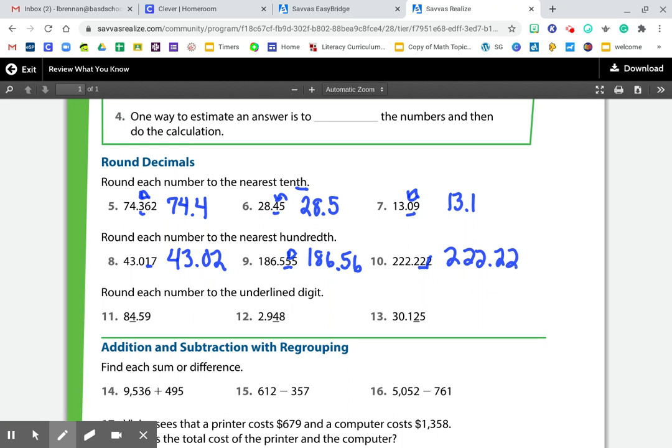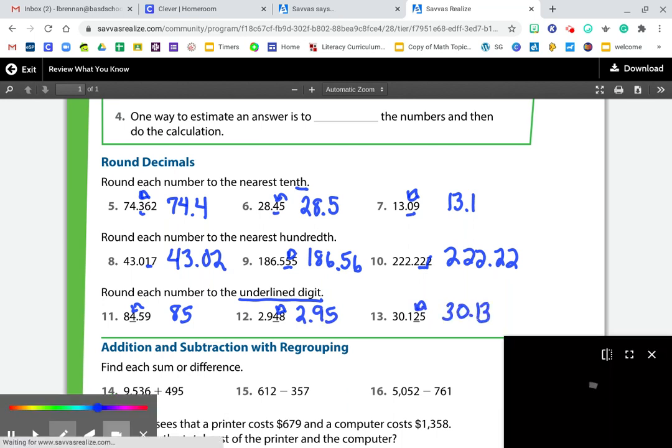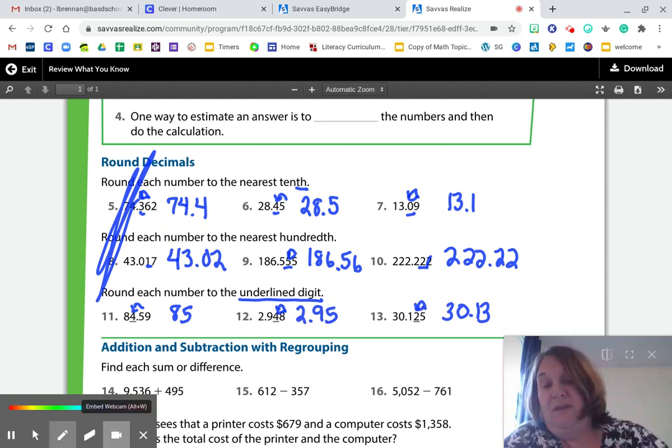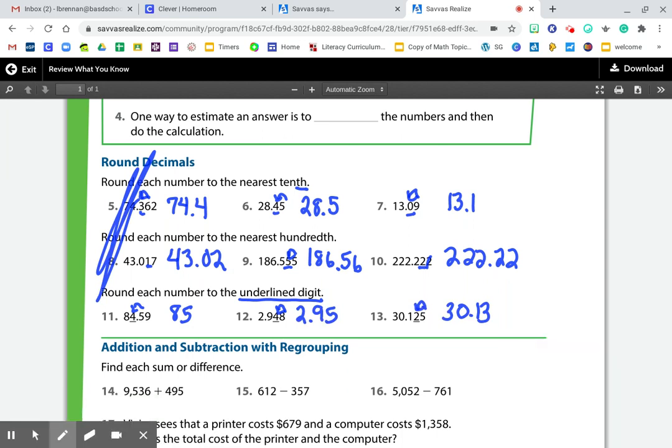And the next one, round to the underlined digit. And that direction means you've got to look to see what's underlined. So on number 11, we're rounding to the ones place. The 5 is going to make the 4 go up. Remember, we're stopping at the underlined digit. The 8 is going to make the 4 go up. And the 5 will make the 2 go up. So that's a review of rounding, which we did in the last lesson in topic 1, rounding of decimals.